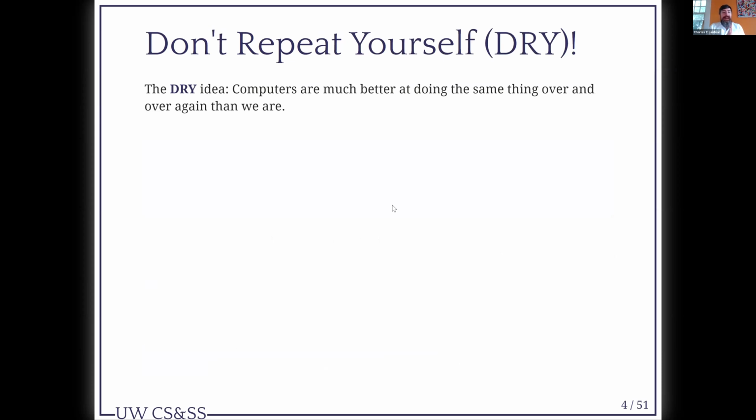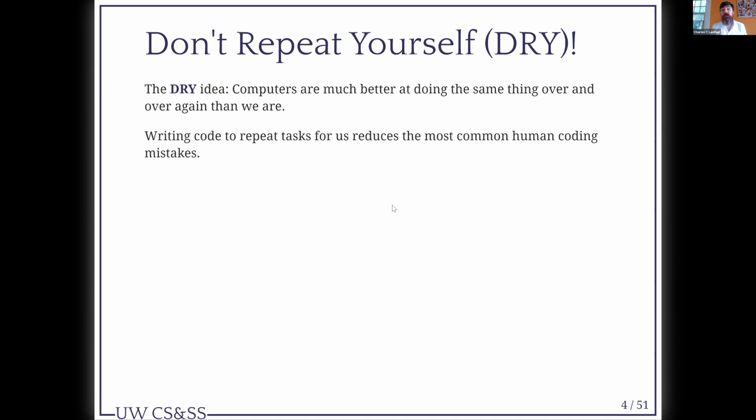Okay, so the idea behind most of this stuff today and even next week is going to be the DRY principle. The DRY principle is don't repeat yourself, right? Computers are much better at doing things over and over again than we are, okay? Writing code to repeat tasks for us rather than us doing those manually reduces the most common human coding mistakes, right? If you're writing line after line after line of the same stuff, eventually you're going to make a mistake. Doing repetitive stuff sucks. The whole point of programming is to make the computer do the stuff that sucks and you do the stuff that's somewhat more interesting.